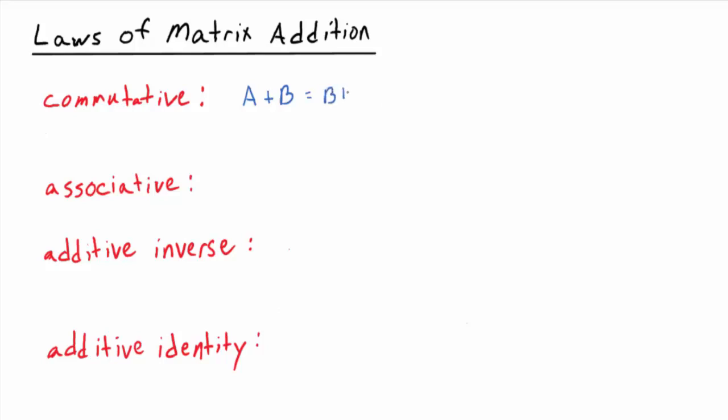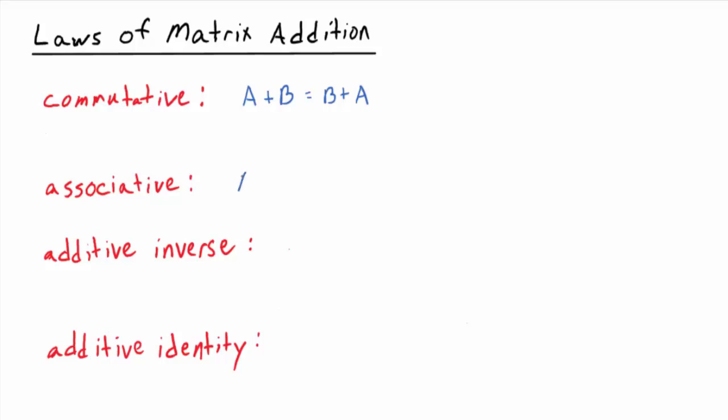Now, that should be fairly intuitive, because how do we add matrices? Corresponding entries, right? And we're just doing regular real number addition on those corresponding entries. There's no reason why you can't turn each one around, which means there's no reason why you can't turn the entire matrix addition around.